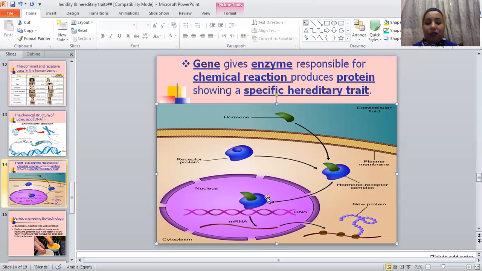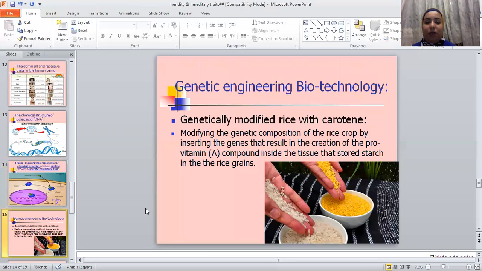We have two applications for heredity. First application is genetic engineering biotechnology. Genetically modified rice with carotene. What are genetically modified rice? I can modify the genes of any substance. Yes, we can insert a certain gene which is responsible for specific enzymes, which give a certain protein that gives a specific hereditary trait. So the normal rice has white color. The modified rice with carotene has orange color, like carrot.